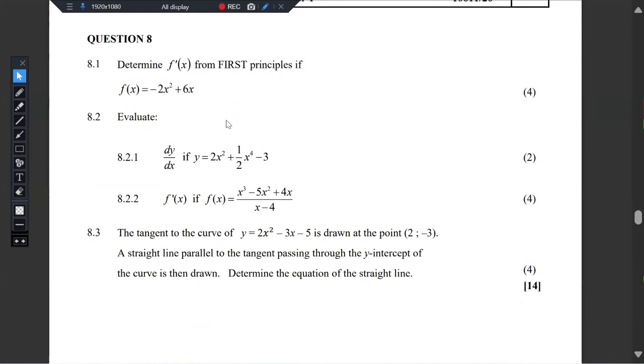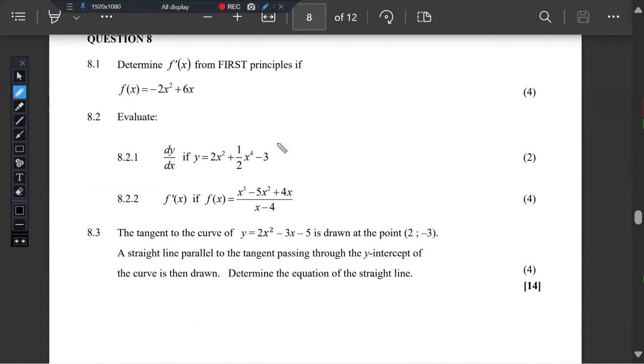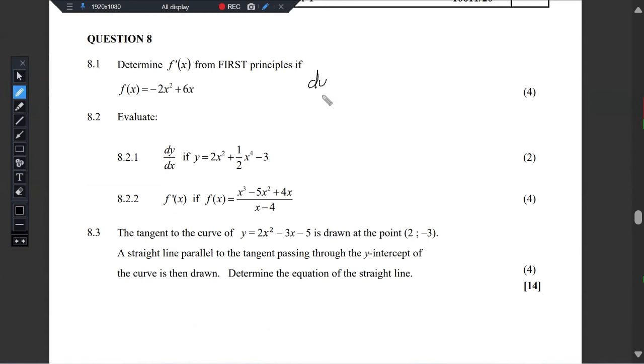Now let's proceed. We have 8.2. It says evaluate dy/dx if y equals 2x squared plus half x to the exponent of 4 minus 3. So this here, we'll solve it the way we know how. So it's just 2 marks. The exponent jumps down to multiply the coefficient. It's now 4x. And then the exponent jumps down to multiply the coefficient.